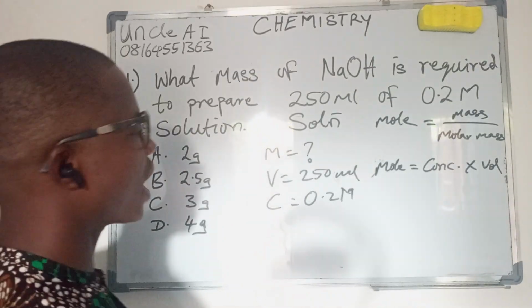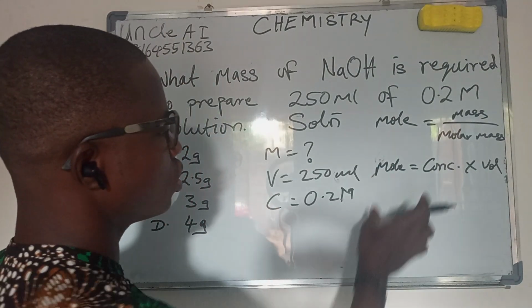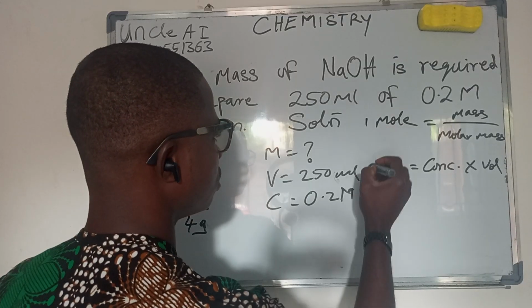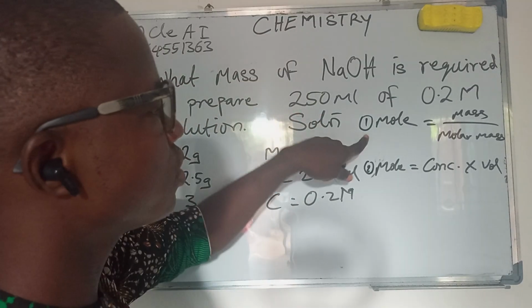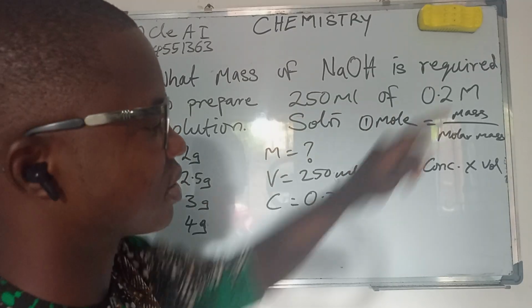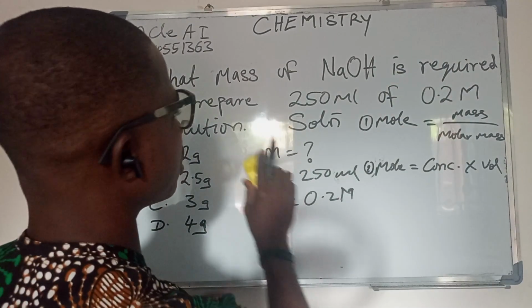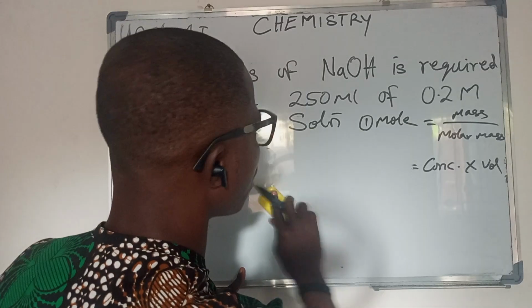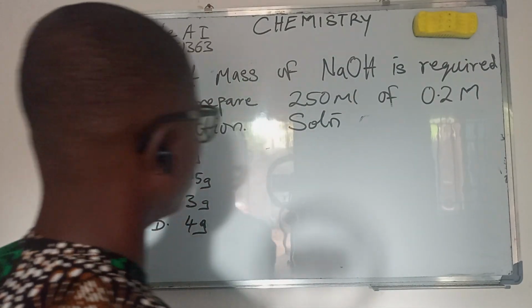Now, since we have these two formulas, what we need to do is to use this second one to get the number of moles needed. Then we will use the mole to get the mass. That is all that is needed. So in this question, we are going to first of all look for the number of moles.